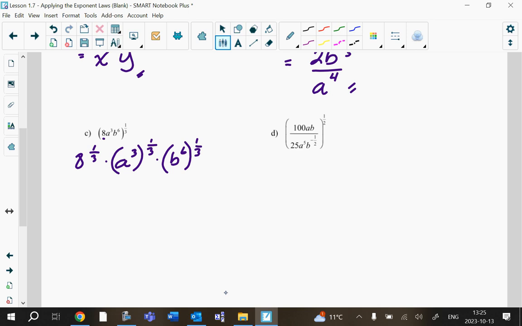How did we evaluate fraction exponents? What did we do with them to make them easier to find the answer? Not decimal. No, we didn't use our calculator. We made it a radical. How do you write this as a radical? Cube root 8, which is 2. So that works out to 2.